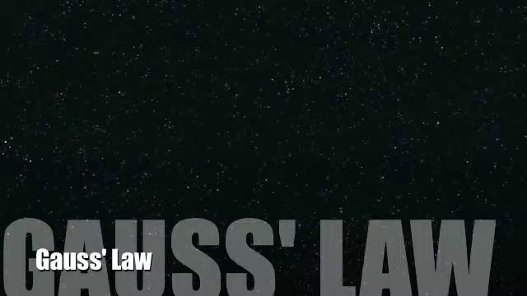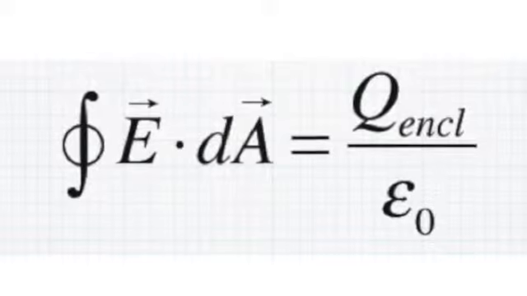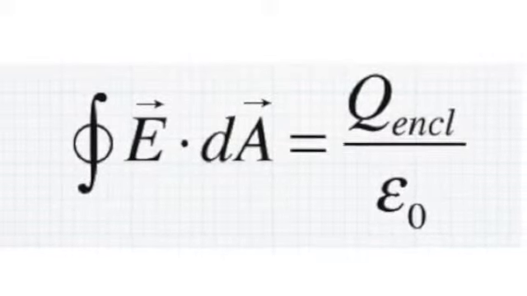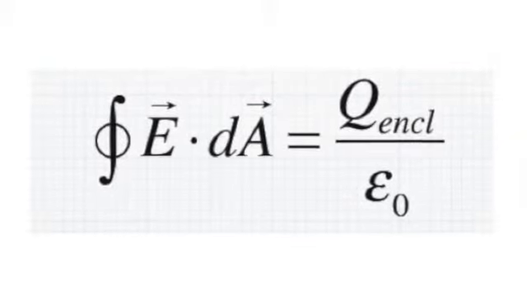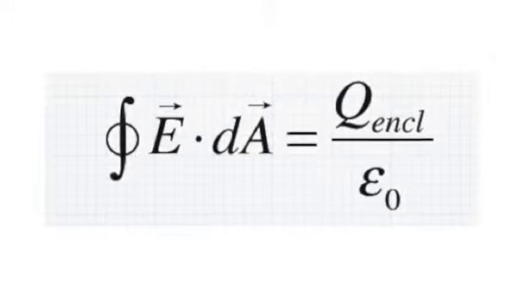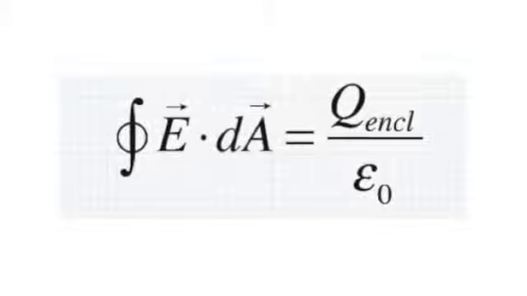Now let's talk about Gauss's law. Gauss's law will allow us to find the electric fields of some very important and very practical charge distributions. The Gaussian surface has the same symmetry as the electric field. Gauss's law states that for any closed surface enclosing total charge Q enclosed, the net electric flux through the surface is shown by the equation below.